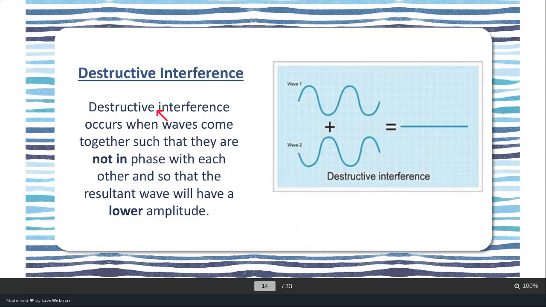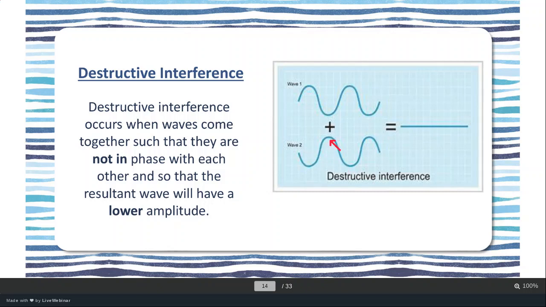We also see a similar kind of interference, but something different. We have here a destructive interference. Destructive interference occurs when waves come together such that they are not in phase with each other, and so the resultant wave will have a lower amplitude. We see here a wave. This wave is following a similar pattern as compared to the previous one which we saw in the previous slide. But when we see this wave 2, it is not following the same pattern anymore. It is something different.